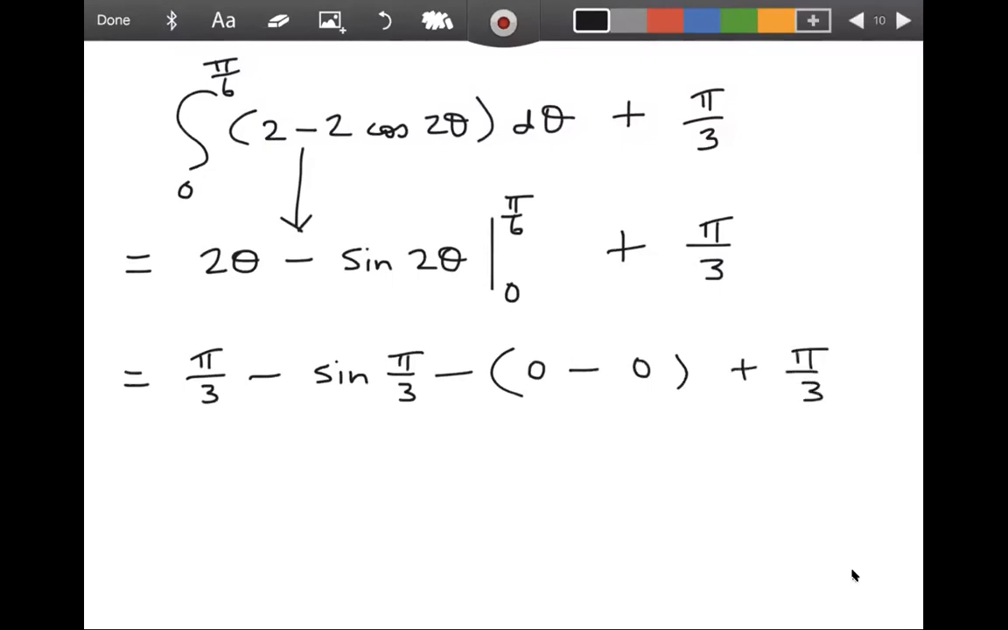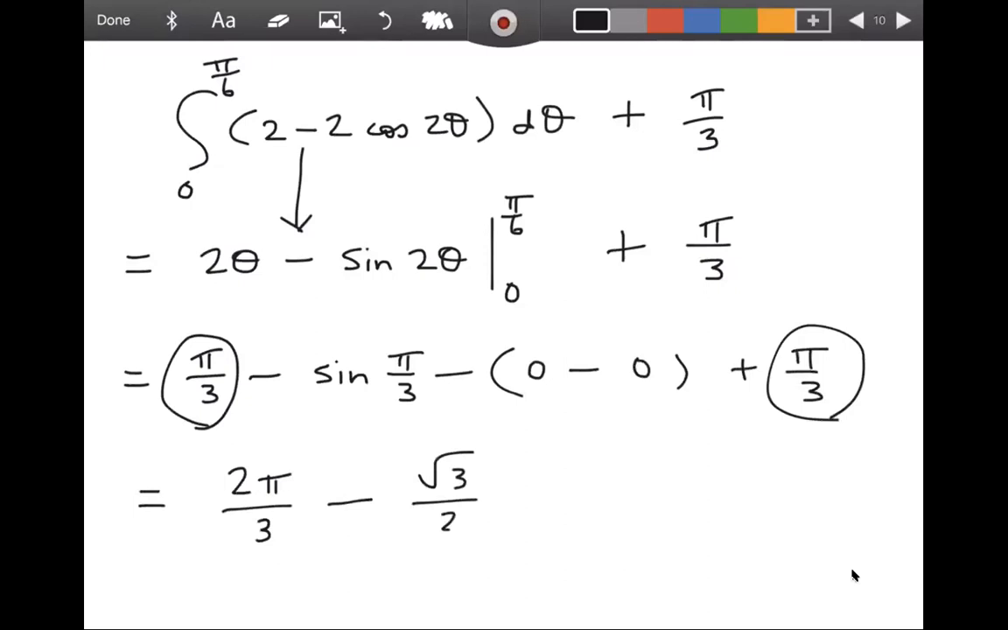All right, and what is the sine of pi over 3? The sine of pi over 3 is root 3 over 2. And then when you put these pi over 3's together, it turns out that the area of the region shared by these circles is 2 pi over 3 minus root 3 over 2. So not quite as pretty an answer as we got for the last problem, but that is the answer.